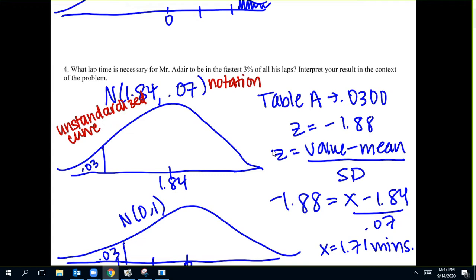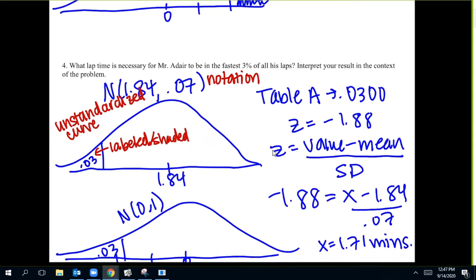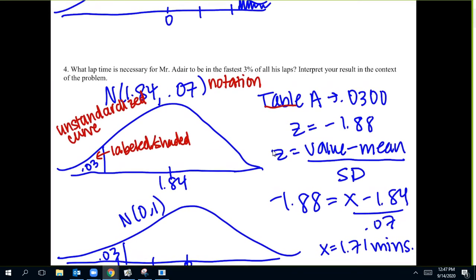And then we also have this area right here labeled and shaded. I don't like to shade it, but it's the same thing as shading it just by putting the 0.03 in there. I wrote table A down. I want you to see that, and I want to see that on your paper as well. What I put up next to table A is what I was looking for in table A. I was looking for 0.0300.